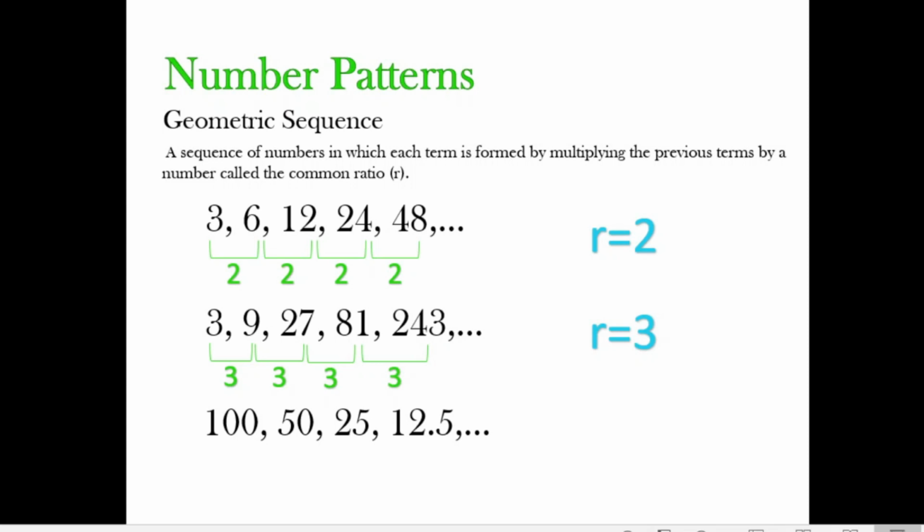Another one, is this a valid geometric sequence? Well, if we divide 50 by 100, that is 1/2. We divide 25 by 50, that is again 1/2. And 12.5 by 25 is 1/2. So yes, these are all valid geometric sequences. And the common ratio for the last geometric sequence is 1/2.